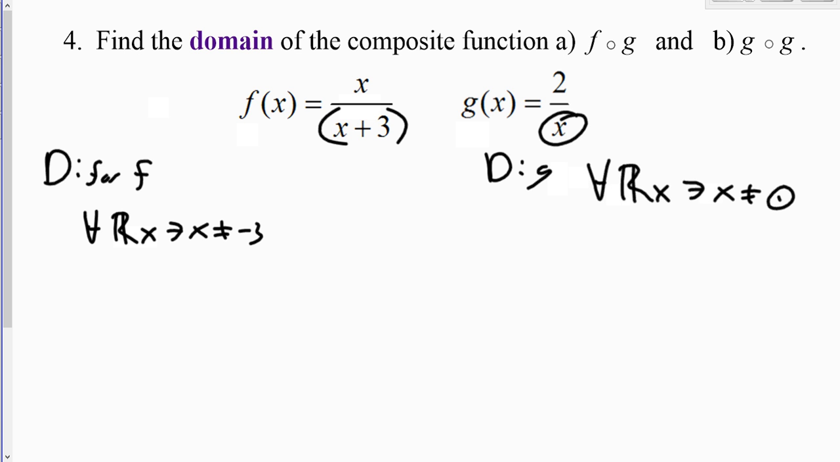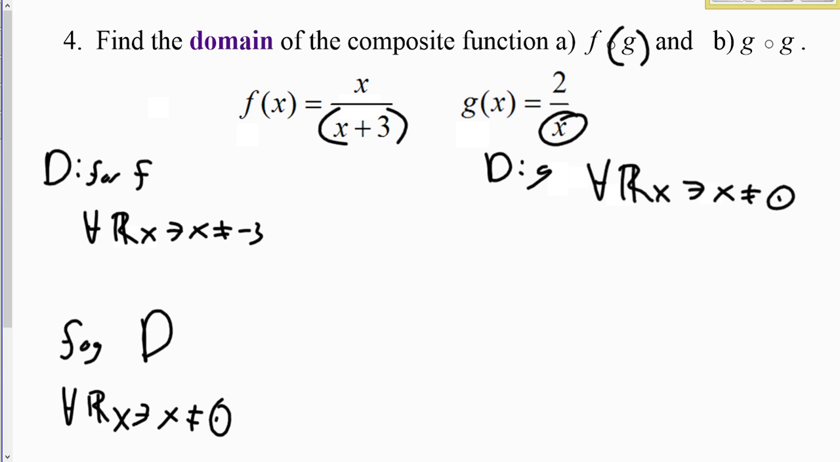All right, so for f of g of x, I want to think of g. Okay, so my issues at g are 0. So for f of g of x, the domain, that's going to carry over. So it's going to be for all real x's such that x cannot be equal to 0. So that carries over for our g.